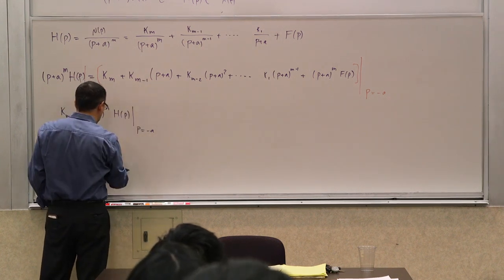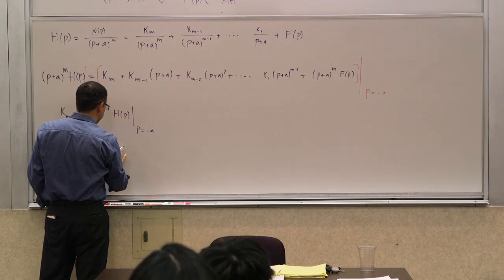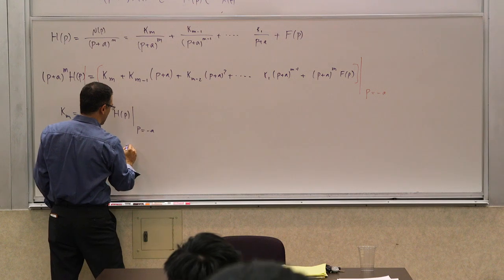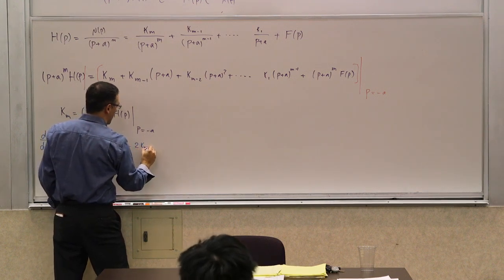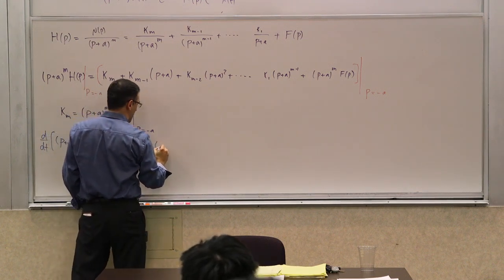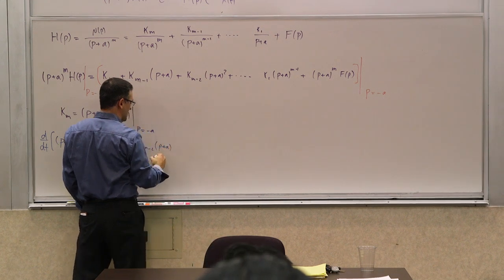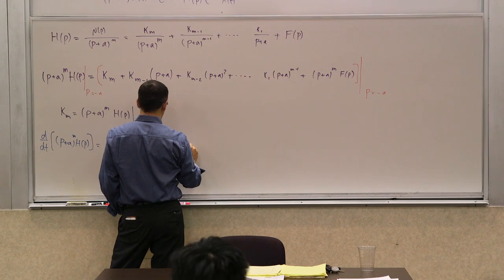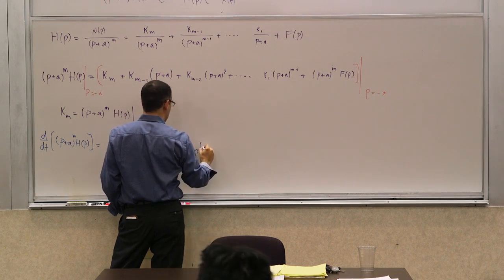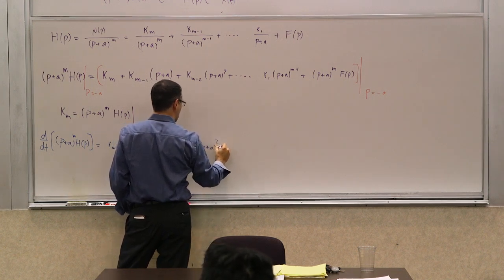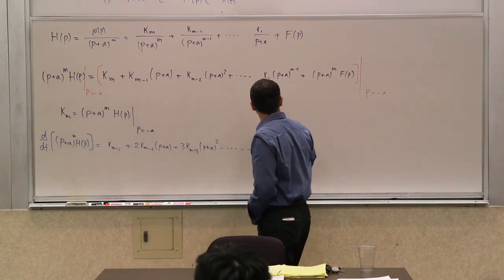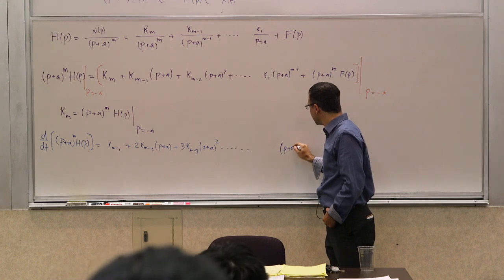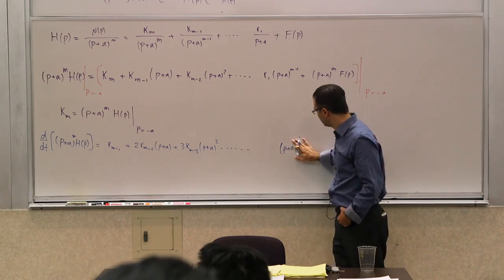What is the derivative of this one with respect to p? It's km minus 1. What is the derivative of the next one? Some 2 km minus 2 times p plus a. The next ones would be 3 km minus 3 times p plus a squared, etc. So all the subsequent ones will have a p plus a in them, at least to some power.